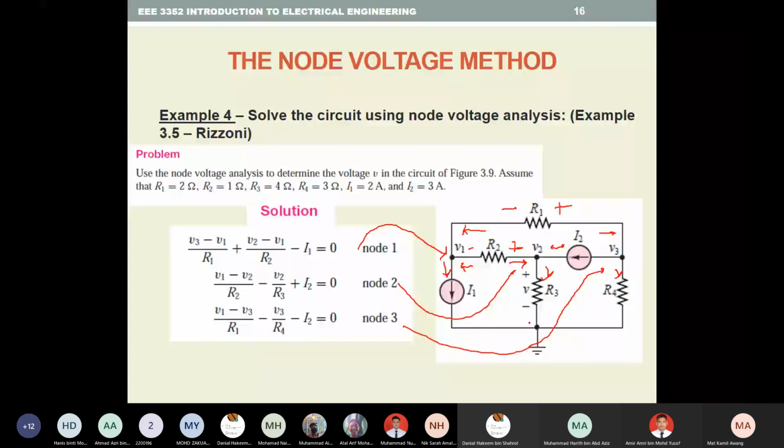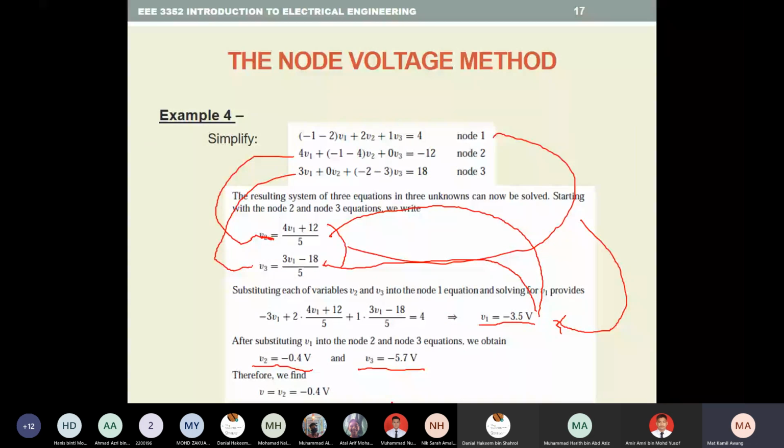And the question asks you to find the voltage across R3. So the voltage across R3 is V2 divided by R3. So you get this V2, and that is the current. V2 over R3 is the current. So the voltage is really equal to V2. So V is equal to V2, so minus 0.4 volts. Okay? Clear? Clear, sir.